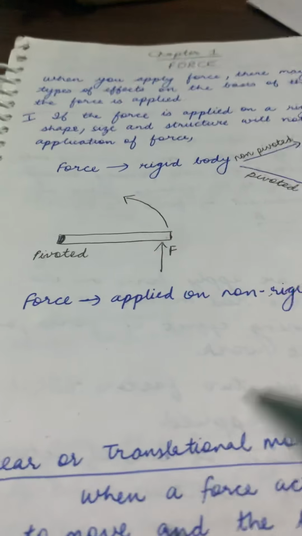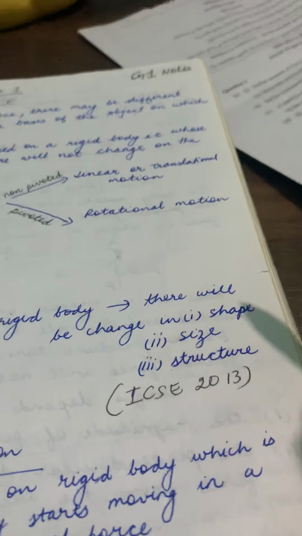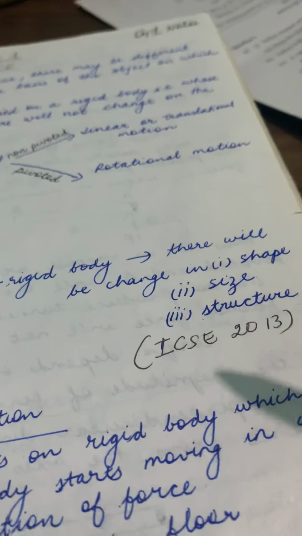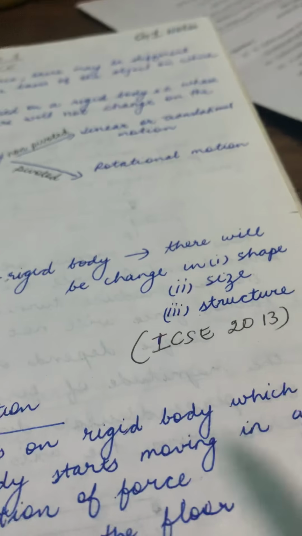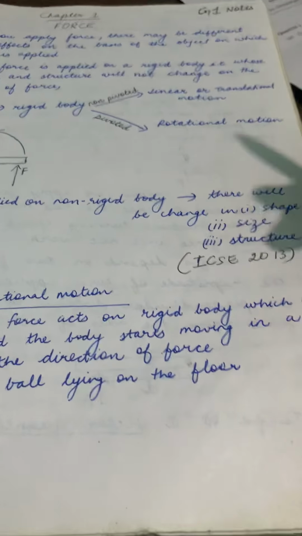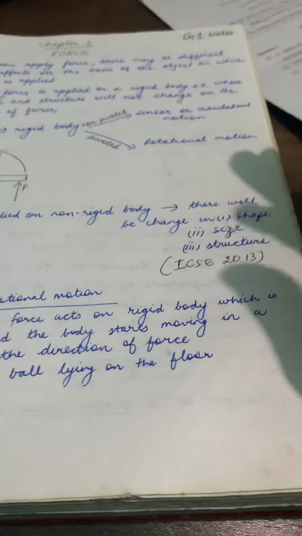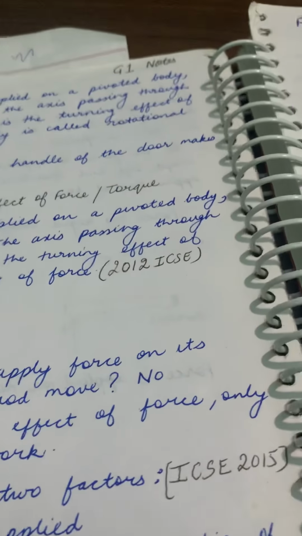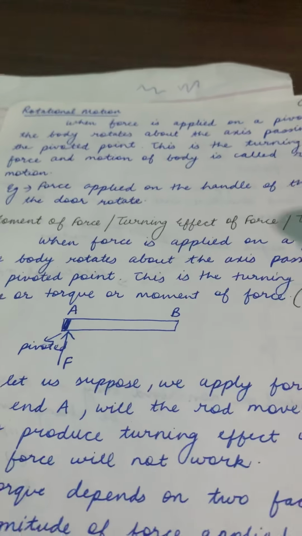Next, when the force is applied on a non-rigid body, what will happen? There will be a change in shape, size and structure. This question was asked in ICSE 2013 also. Next is linear or translational motion. We have already explained that this is when the force is applied on a rigid body which is non-pivoted. And rotational motion is when the force is applied on a body which is pivoted.